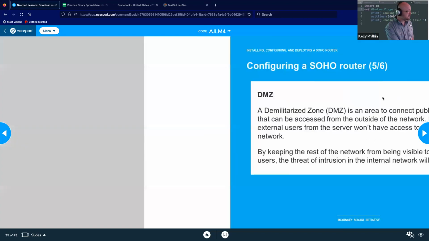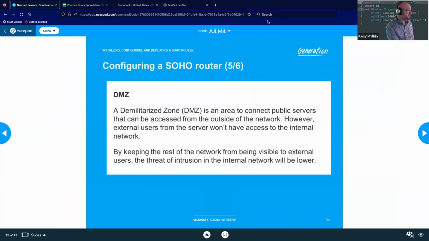All right. Next, DMZ, or demilitarized zone. This is typically used in enterprise settings. And what it's doing is it's creating an area in your network that has access to the outside world that can be protected from information on the inside of your network.